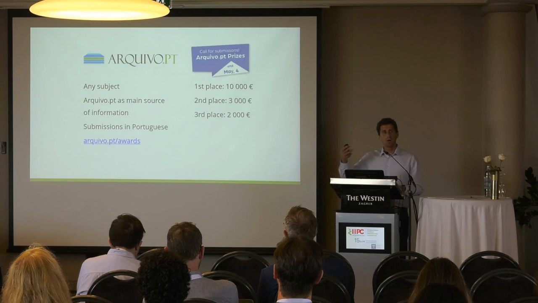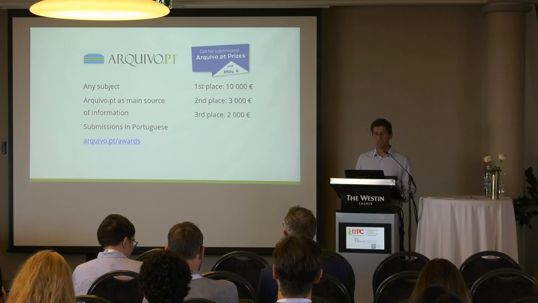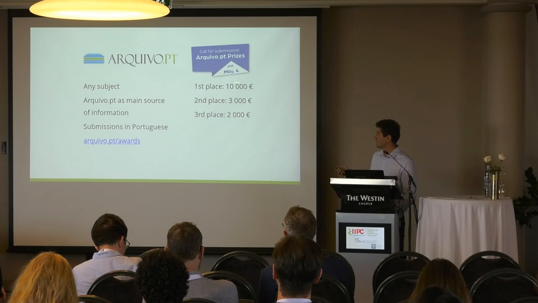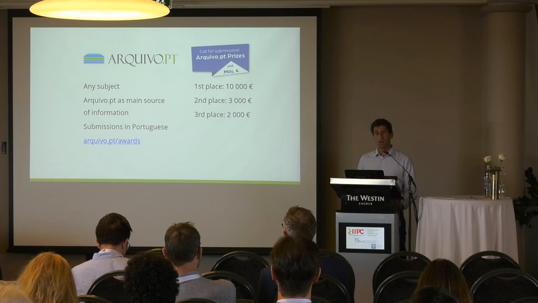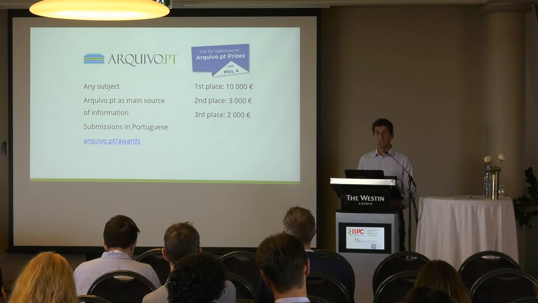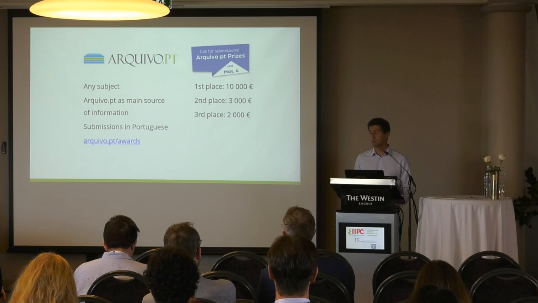And to potentiate the study of our national web and our repository, we have this annual award now. The first place is 10,000 euros, the second place 3,000, the third one is 2,000. You can check more about it at archive.pt/awards. Anyone can submit a proposal. The only condition is that they must use archive.pt as a main source of information. You can check who won last year also. And thank you very much.